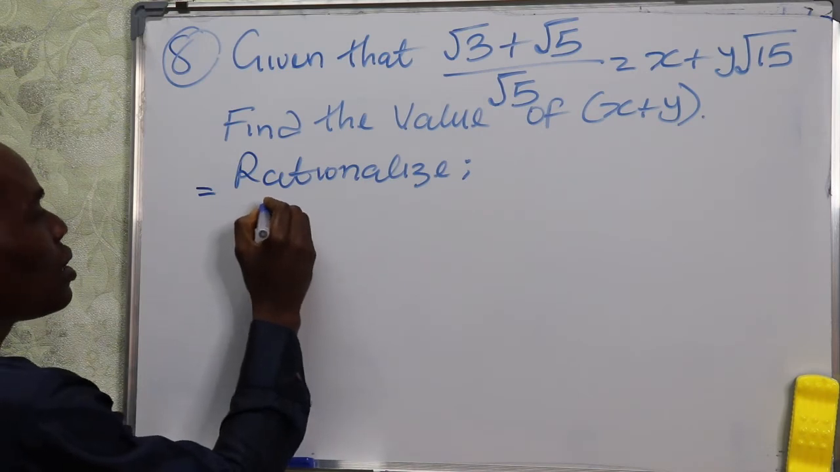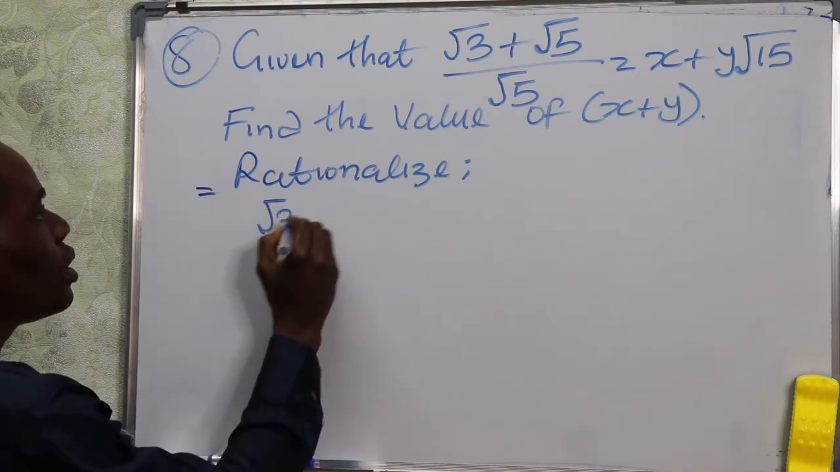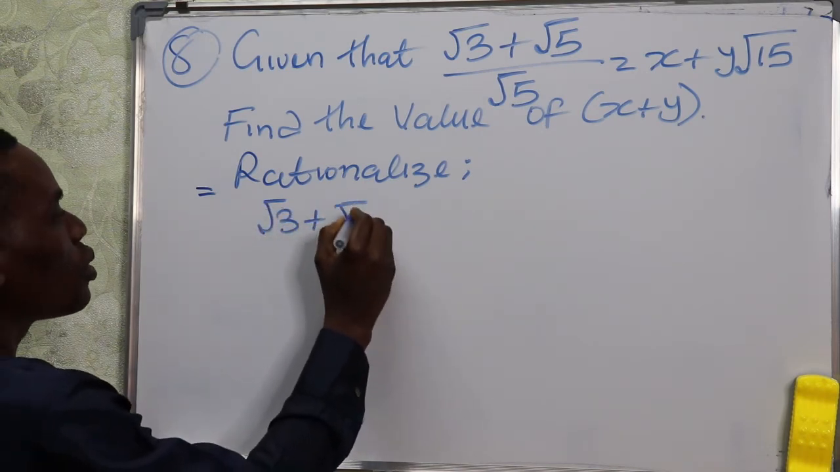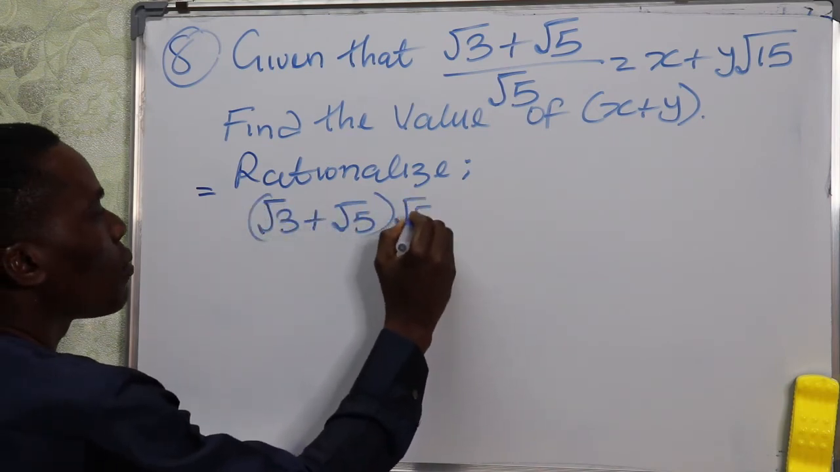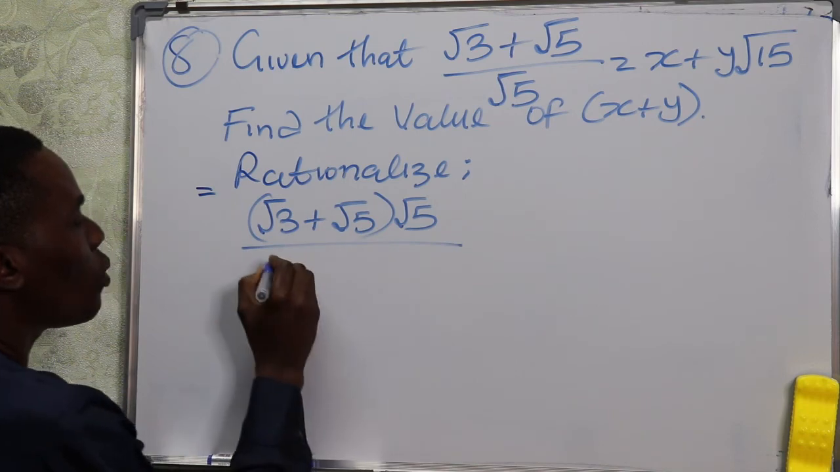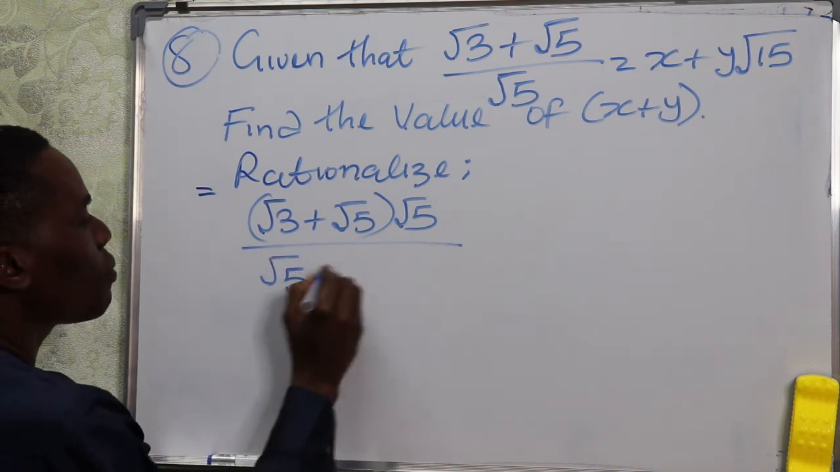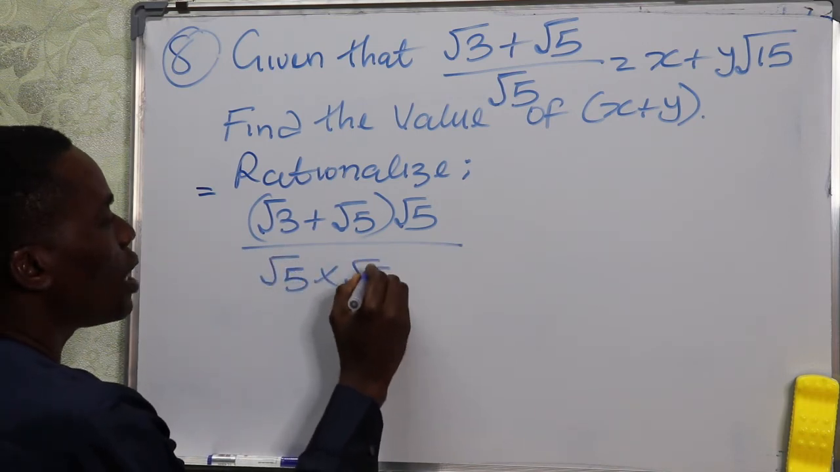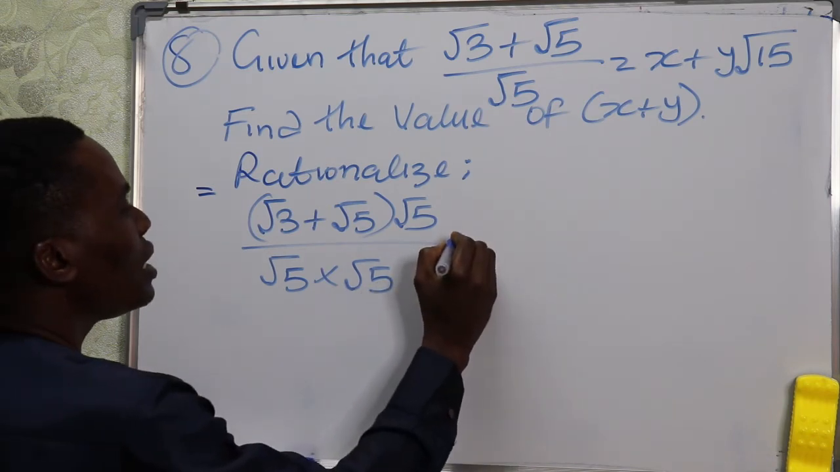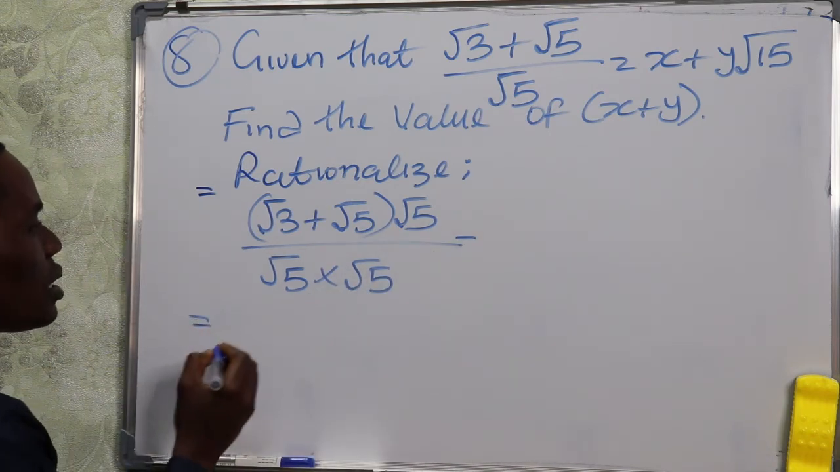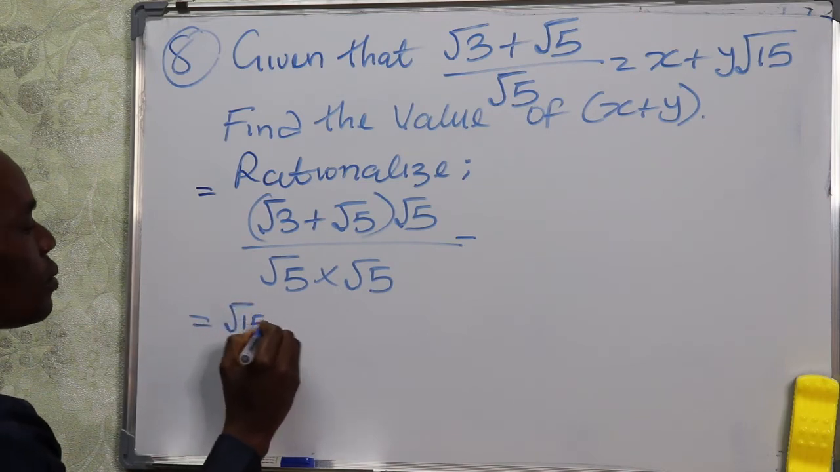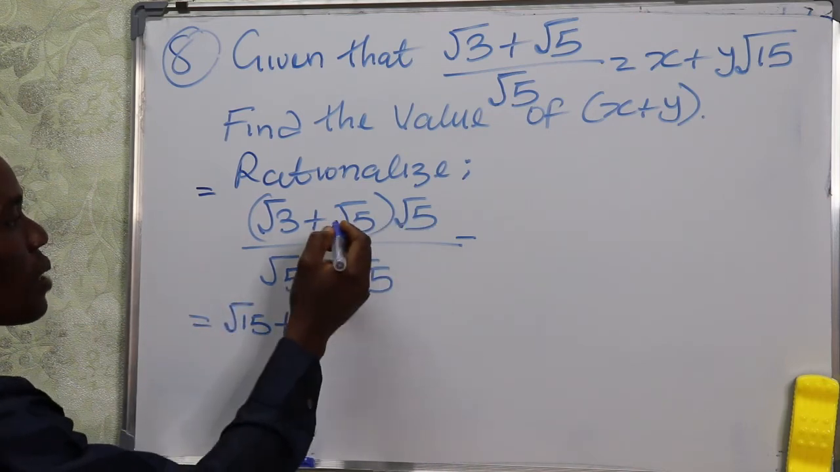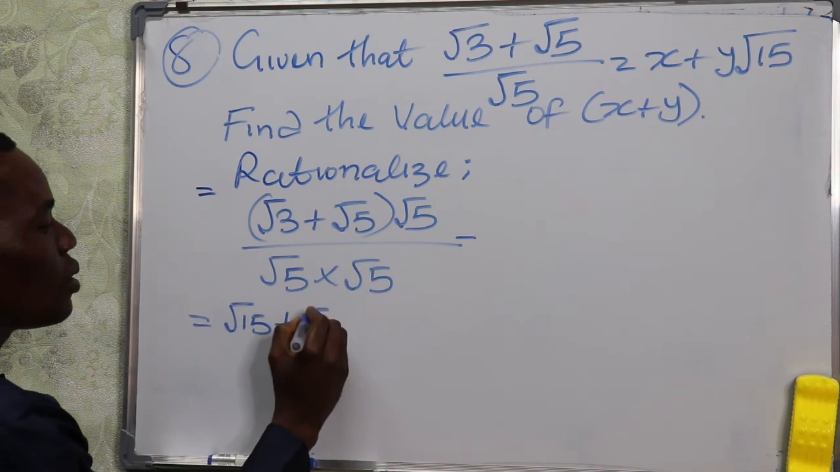Will give us this. We'll have our root 3 plus root 5 multiplied by root 5. Now if we multiply this, we are simply going to get this value. This times this will give us root 15, plus root 5 times root 5 is going to give us 5.